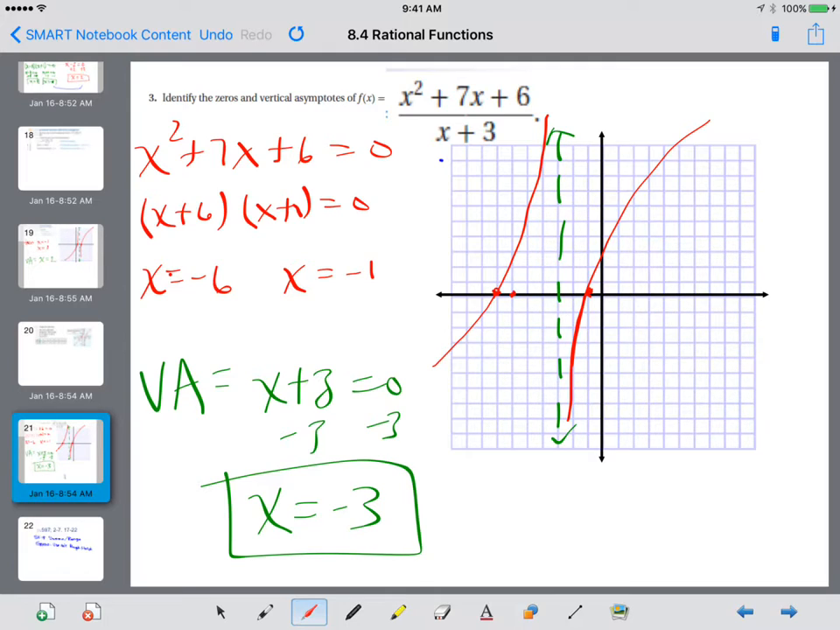I apologize. It's easy to mess that up. So I'm looking for it crossing right here. I don't need anything else to be very perfect: at negative 6, at negative 1, and I'm looking for the vertical asymptote line at negative 3.